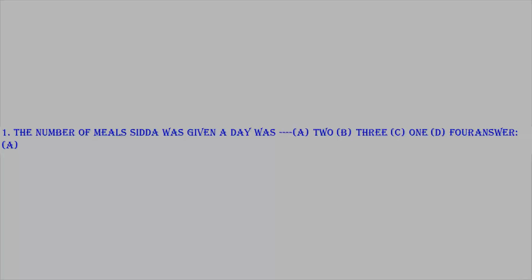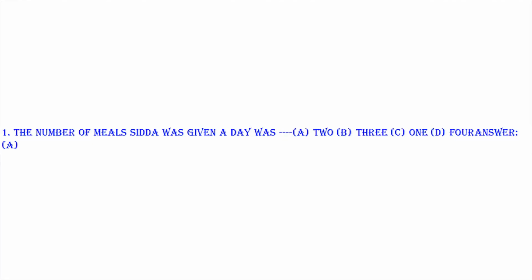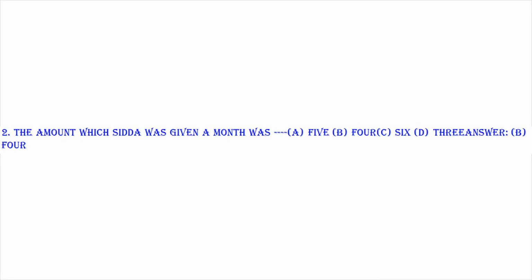Questions from Section 3. Siddha is employed. 1. The number of meals Siddha was given a day was, A. 2, B. 3, C. 1, D. 4. Answer, A. 2. The amount which Siddha was given a month was, A. 5, B. 4, C. 6, D. 3. Answer, B.